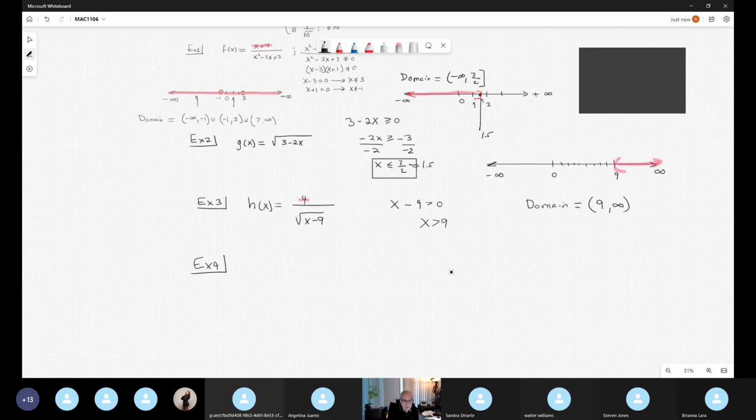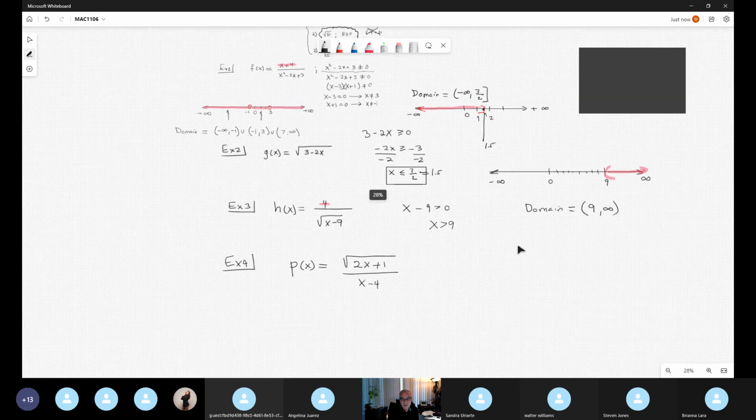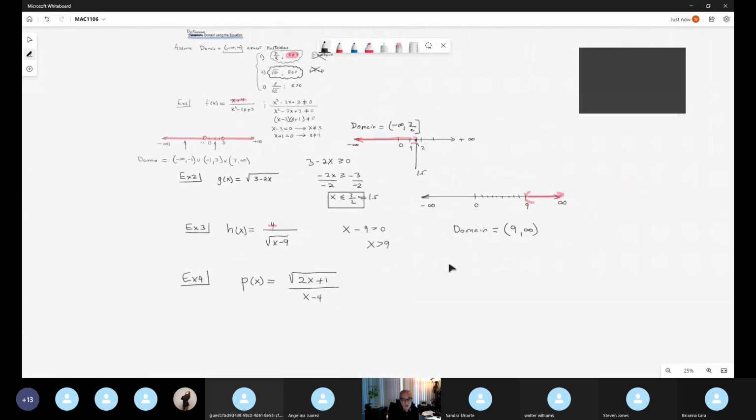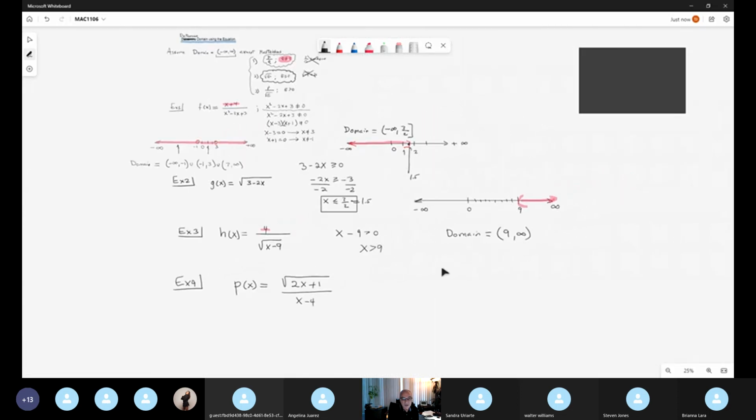Then, let me call P the function P. Remember, any function has a name. An expression associated is square root of 2x plus 1 divided by x minus 4. Okay. Help me to understand this. You have restriction, yes or no? And how many restrictions do you set up? How many?